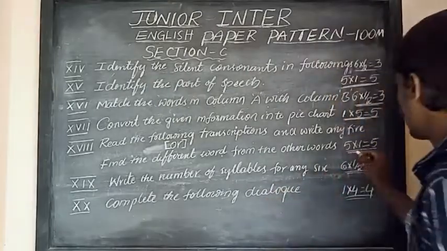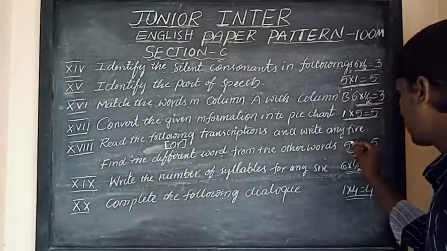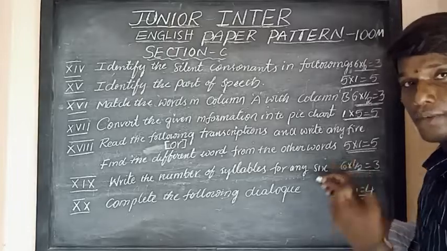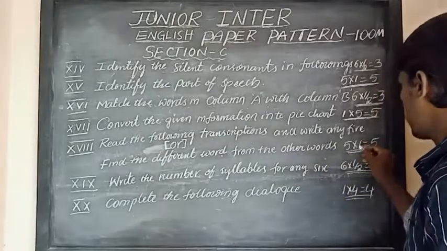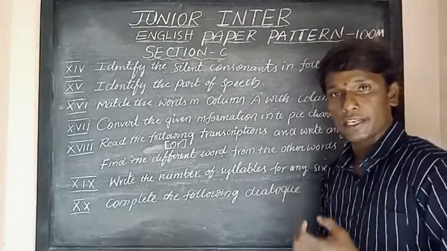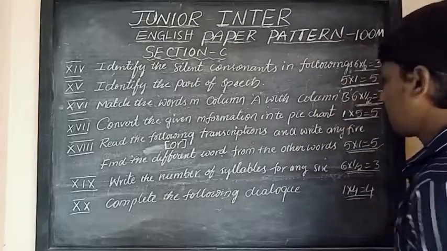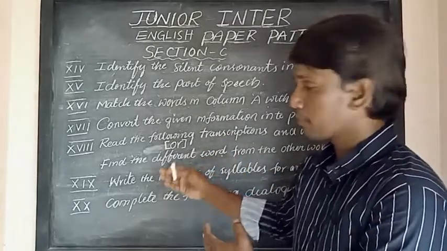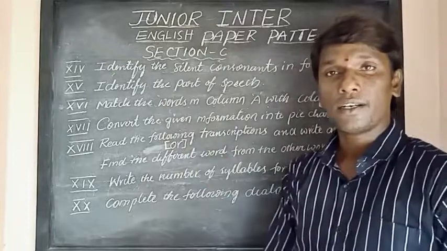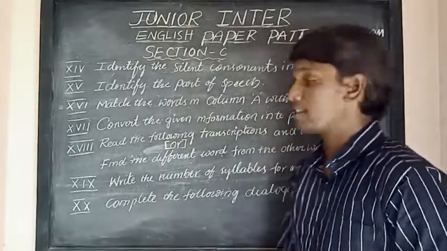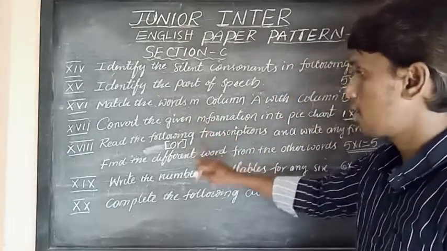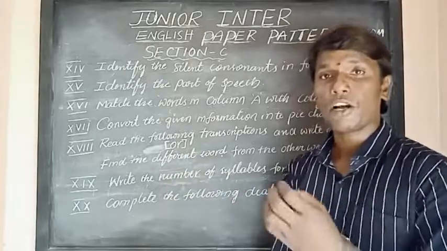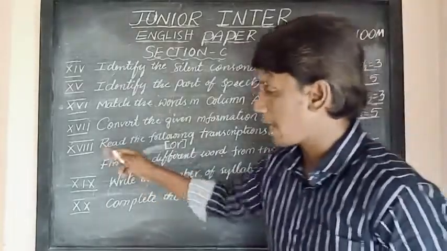So you get 5 out of 5. That means 5 questions will be asked, 5 words will be asked. When you answer all the 5 words correctly, you get 5 out of 5. So there is a choice here: either you go for writing answers for transcriptions or for identifying the odd words. So that is all about the 18th question.